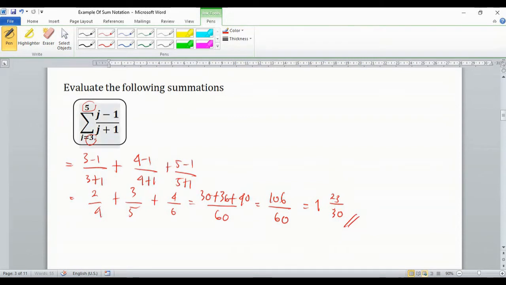So remember again, when they ask about the following summation, you must see the limit between the upper and the lower, and then you need to know what's in here, everyone. Okay, that's it for this example.